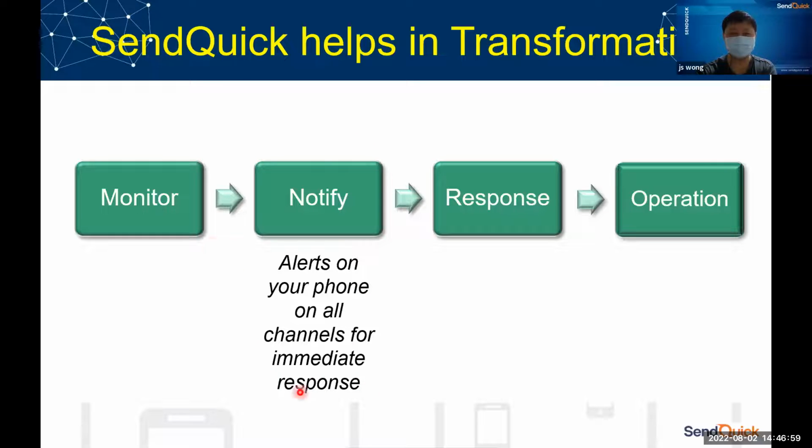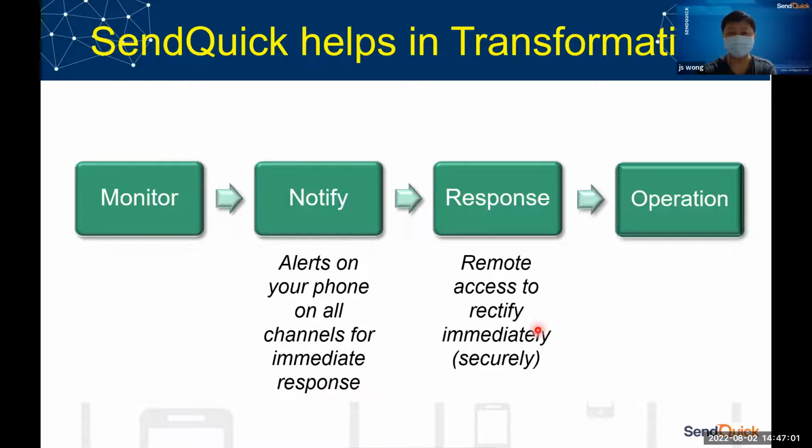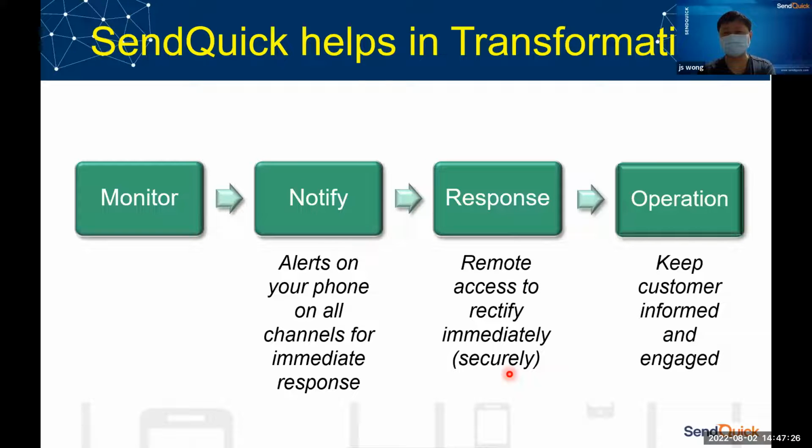So what happens after you know about the problem? The next thing is that you need to respond quickly, using remote access to rectify immediately and securely. And that's where SendQuick comes in. SendQuick has the 2FA solution that works with all SSL VPN to ensure that you can access your network securely, with secure remote access by performing two-factor authentication. And of course, lastly, to keep your customer informed and engaged through omni-channel approaches, either for customer service, for supply chain management, and others.